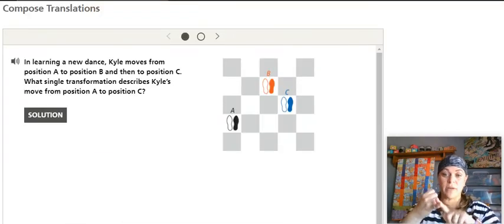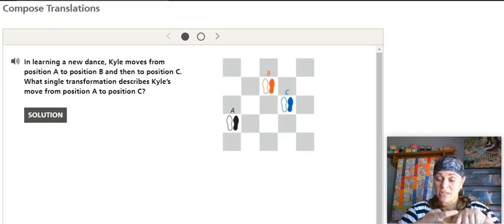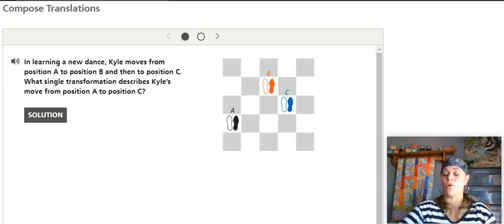Overall, you need to understand what a translation is, how you read the notation with that capital T and the coordinates. Can you identify the translation by looking at a graph or looking at coordinates? And can you write the rule of a translation based on a graph or coordinates?